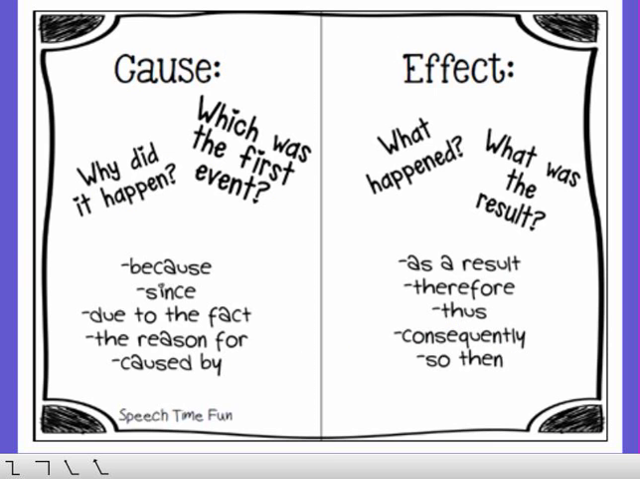All right. So after you take your notes in your notebook today, you have a post to write on the Schoology discussion. And as you're writing, I want to encourage you to use cause and effect language. So thinking about why did it happen, which was the first event, to explain cause. And these are some of the sentence starters or transition words that you might use.